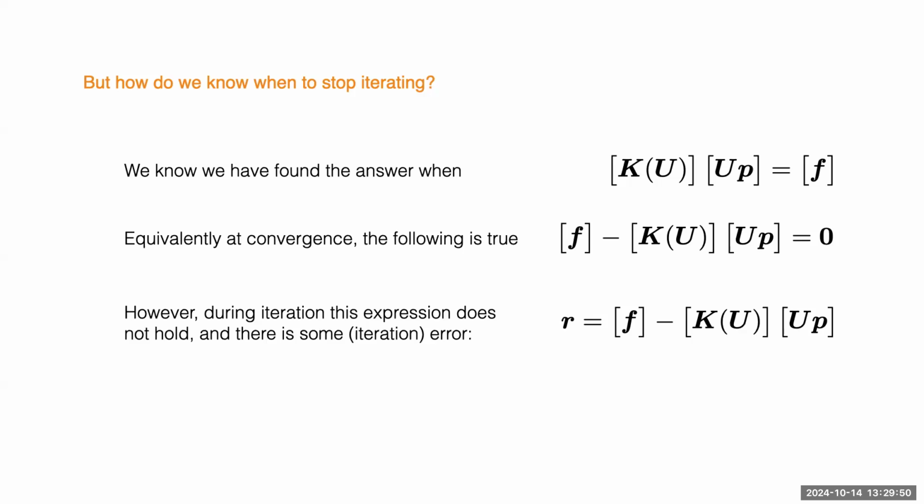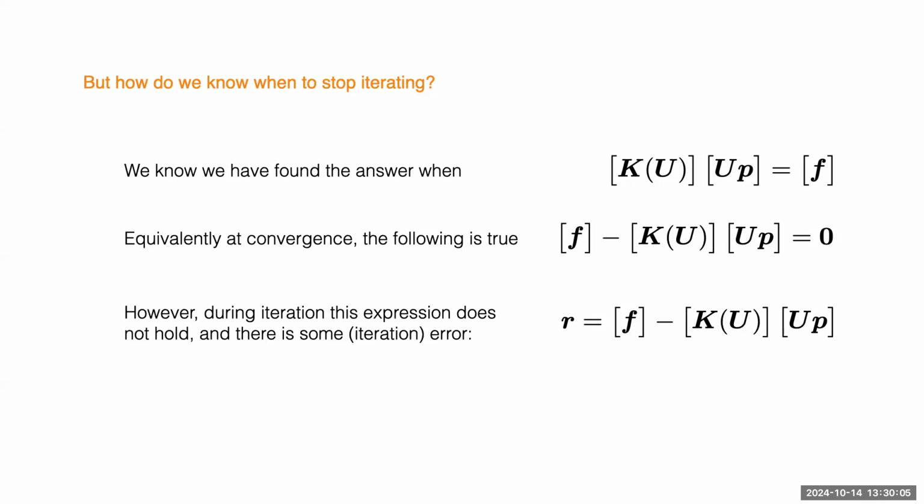But in general, during the iteration process, they will not be exactly equal to 0. These things will not cancel out exactly. And we'll have some error. This error is called a residual.